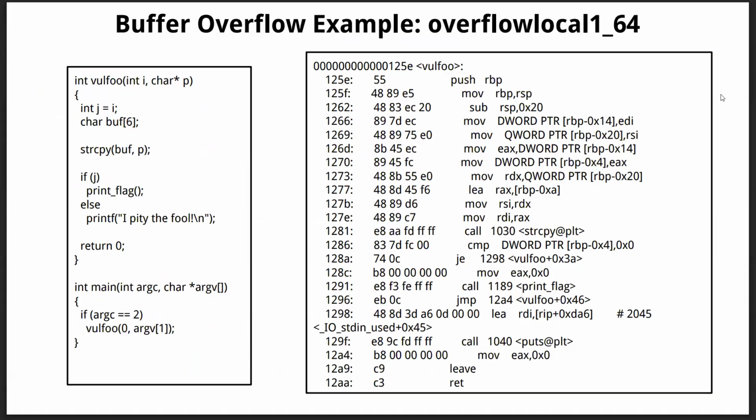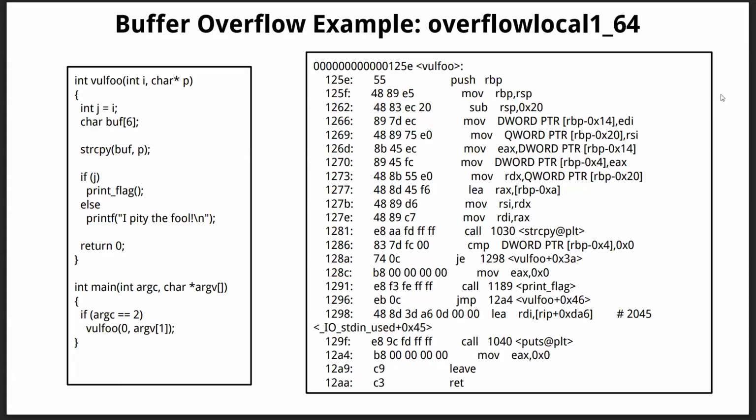You see the string copy here, okay? So you look for some dangerous functions like string copy. Obviously, it's not the only dangerous function. Then there's a compare. This compare is compare RBP minus 4 to 0, okay? Which means the local variable j is at RBP minus 4, and the local variable is 4 bytes in this case. Then before that, string copy has 2 parameters. The first one is destination, the second one is source.